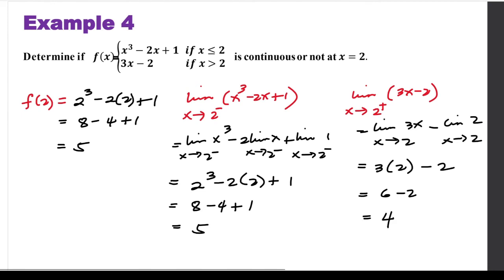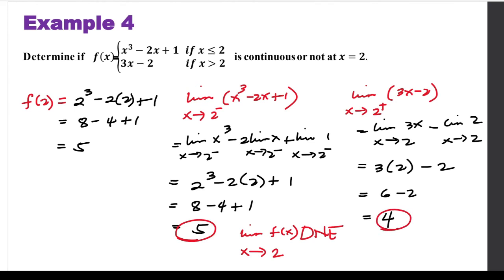Comparing the left-hand side limit to our right-hand side limit, we can say that the limit of the function as x approaches 2 does not exist because this one is not equal to 4. And therefore, since the limit does not exist, we can say that this function is discontinuous at x is equal to 2.